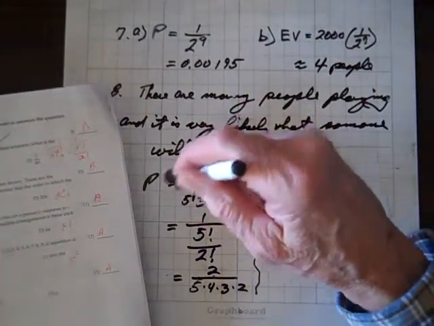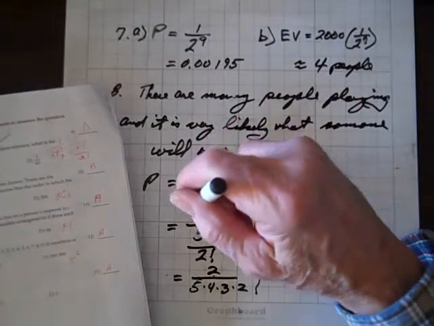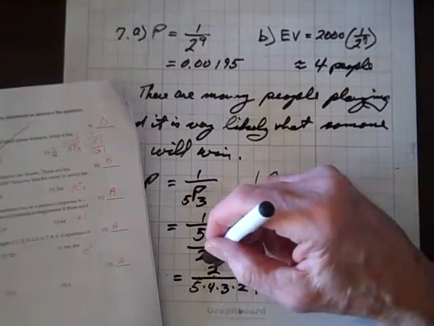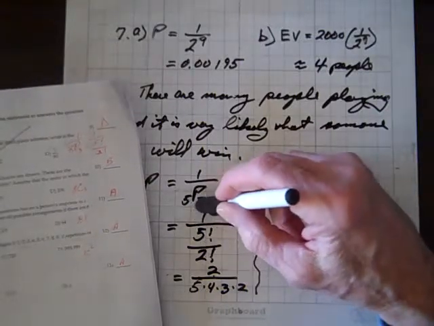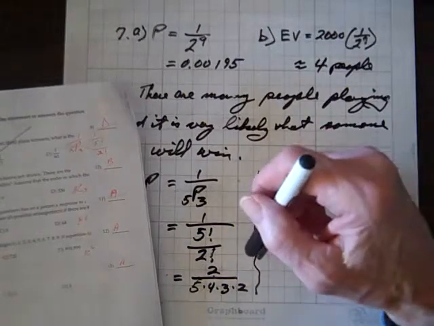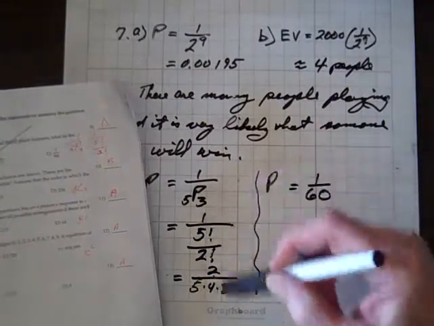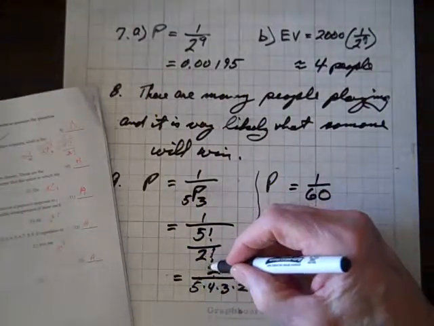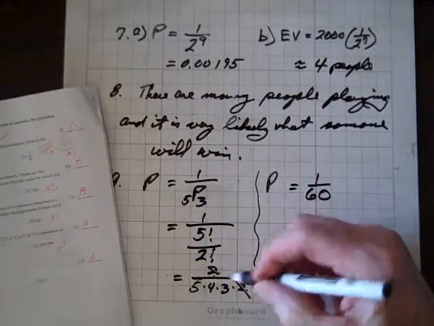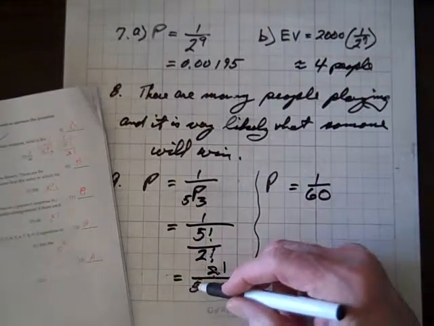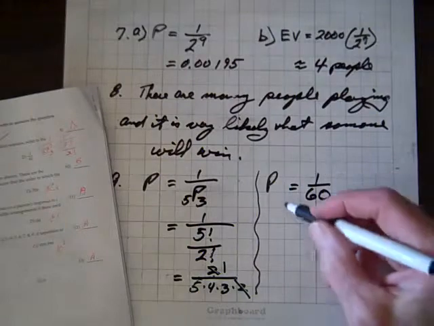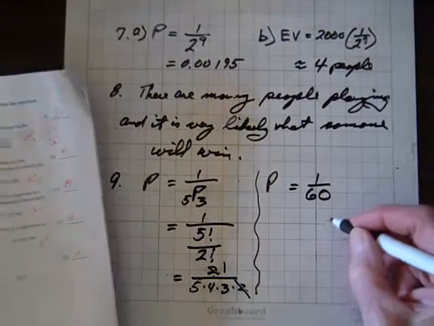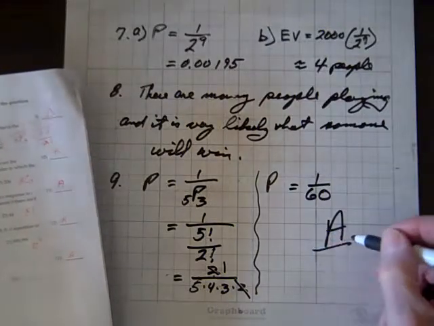So the probability equals 1 over 5 permutation 3, which is 1 over 5 factorial divided by 5 minus 3, which is 2, so that's 2 factorial. When you invert and multiply, 2 factorial is 2. And now 2 goes in the numerator, and the 2's will divide out, and we get a 1 here. And 5 times 4 is 20, times 3 is 60. So the probability is 1 over 60, which is, by the way, A.